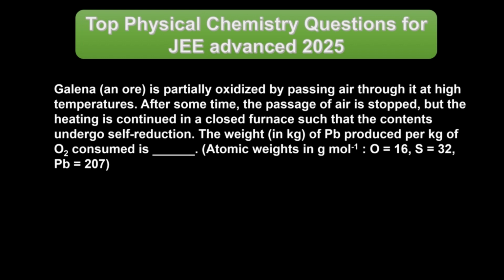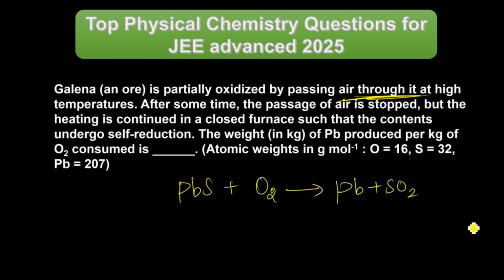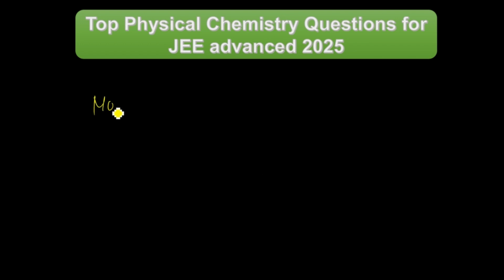Here they didn't mention the formula of galena. Galena is the ore of lead, right? So they are asking to find the weight of lead produced per kilogram of the O2 consumed. So we have to know the reaction behind it, right? So galena, that is PbS, is passed through air at high temperature. So with O2 it gives Pb plus SO2, correct? So which means first we are going to find, okay, first we have to find the moles of Pb.